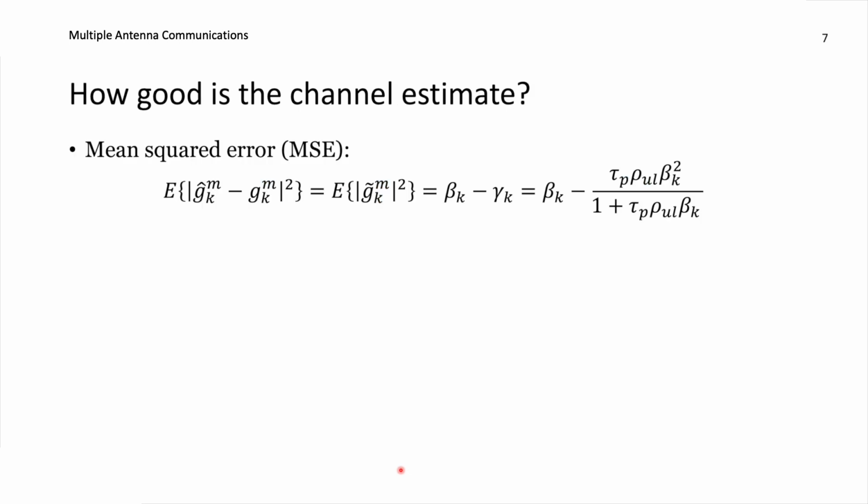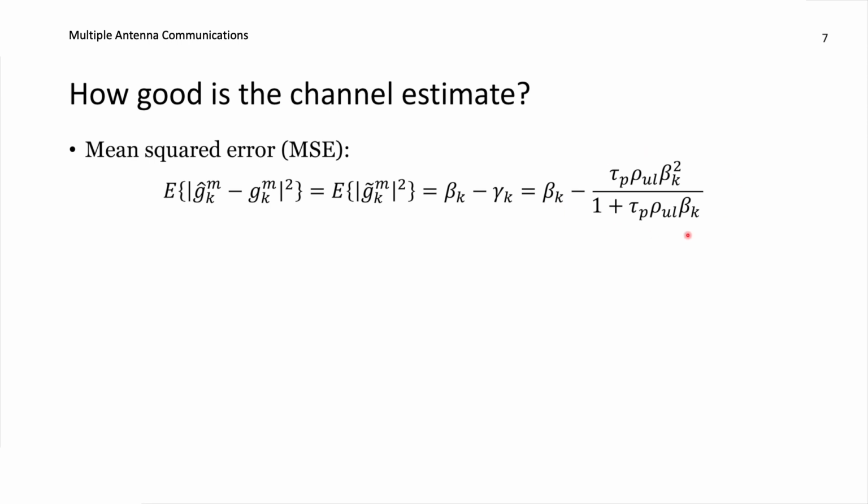So how good is the channel estimate? Well, the mean squared error is what we're using in order to compute something like that. And then we have the channel estimate minus the true value, the absolute value squared. And this is the same thing as taking the absolute value squared of the channel estimation error. And then we take the expected value of that, which gives us the variance, which was beta k minus gamma k. And beta k, we write it as this, and this was the expression for gamma k.